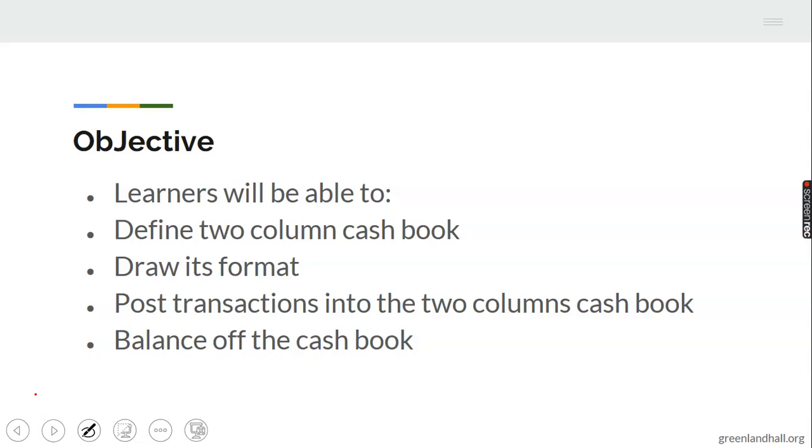Before we go ahead, the objectives of this topic include the following. 1. You should be able to define a 2-column cash book. 2. Draw its format. 3. Post transactions into the 2-column cash book. And 4. Balance the cash book. That is the 2-column cash book.